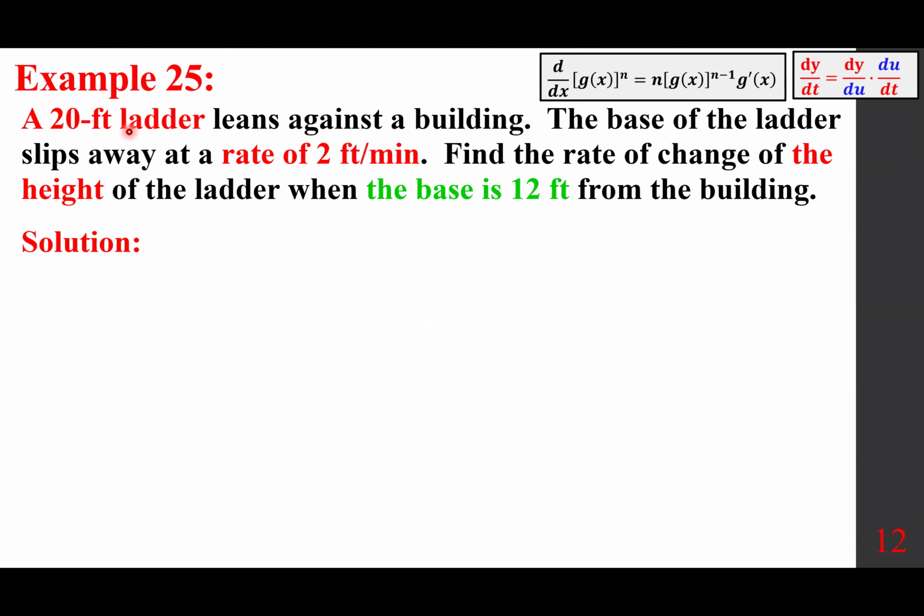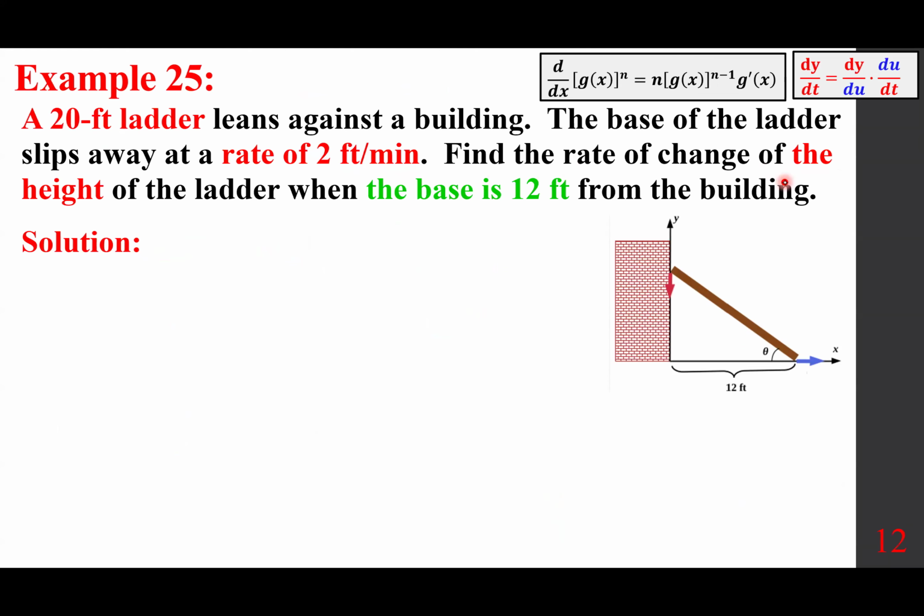A 20-foot ladder leans against the building. The base slips away at a rate of 2 feet per minute. Find the rate of change of the height of the ladder when the base is 12 feet from the building. We have to do the drawing. The drawing explains everything that was just discussed.